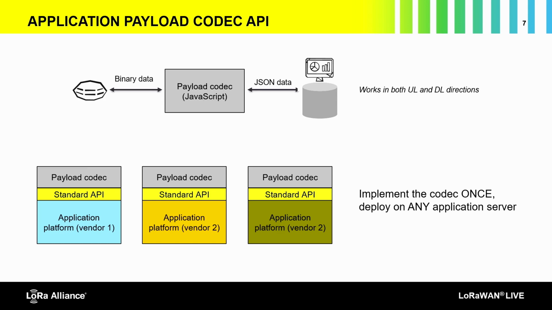So the JSON-based data can be stored, it can be processed, it's human-readable, machine actionable, and by defining a standard API, now the device makers can build their codecs once according to that API, and then expect it to run on any application platform that implements the same API. So we bring portability to the codecs to reduce the pain of deploying applications across multiple platforms running on different vendor implementations.